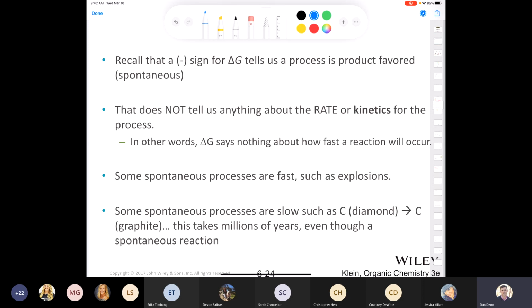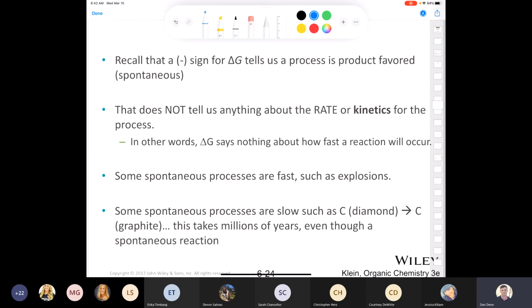So some spontaneous processes, or some reactions that have a negative delta G, are really quick, like an explosion, right? Great example. You produce a lot of gas. There's some really good reading material in this chapter. It talks about Alfred Nobel and how he discovered different explosives and how he mixed nitro with diatomaceous earth, and then he ended up making dynamite and stuff like that. Anyhow, there's some interesting food for thought in there.